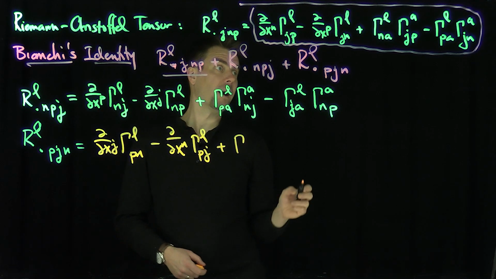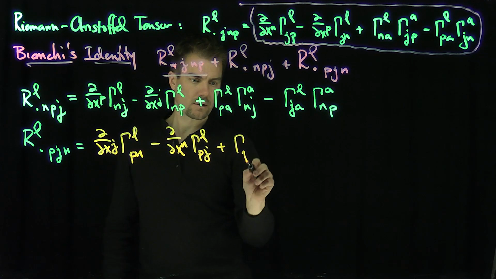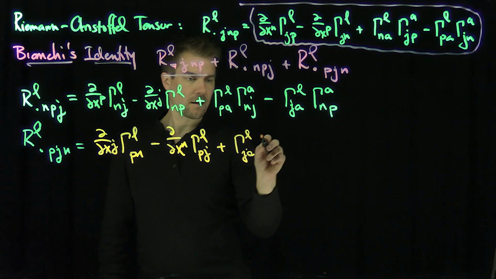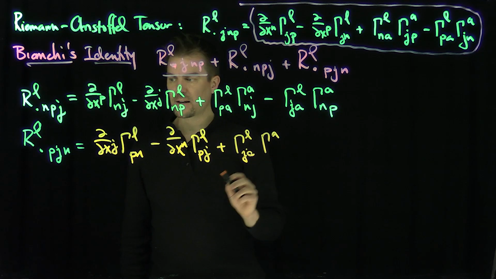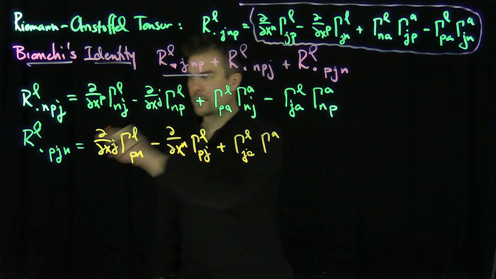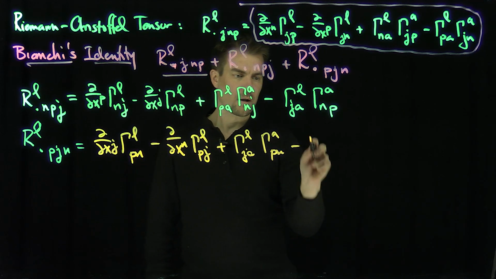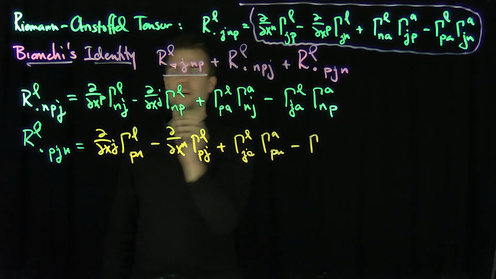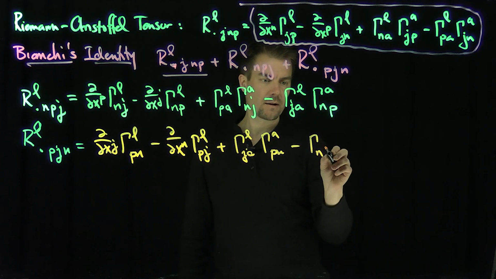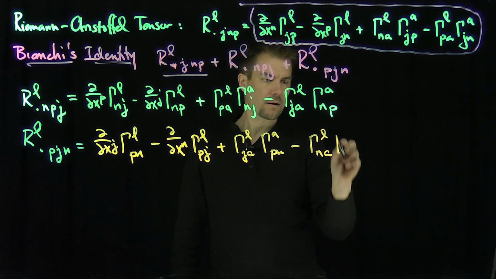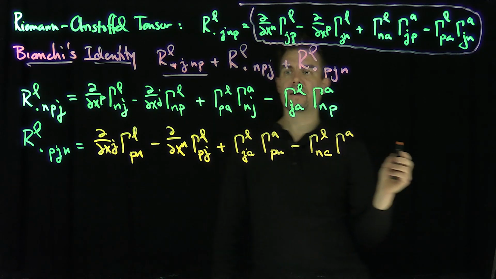Plus gamma of my N over here is going to be a J, J, A, L, gamma A, and I'm missing an N and a P. So my J and P are my N and P, good. Minus gamma of what? My P over here is corresponding to an N, gamma of N, A, L, gamma of A, and then finally a what?